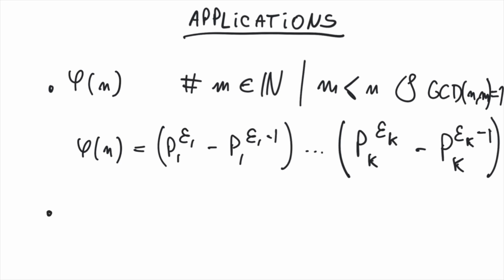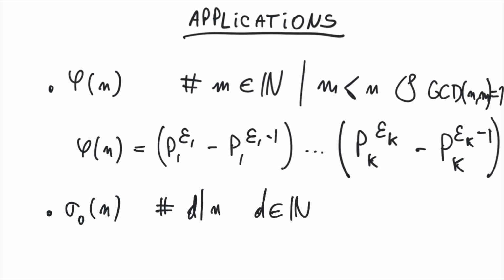Similarly, we can count divisors. So sigma 0 of n is the function that counts the divisors. It's the number of d that divides n with d in the natural numbers. So again, we have a formula for this function.